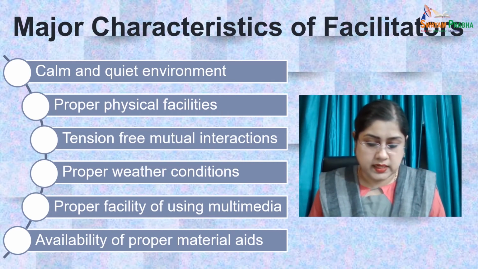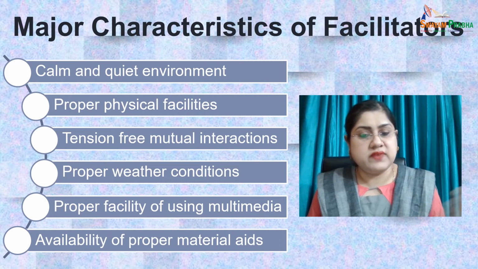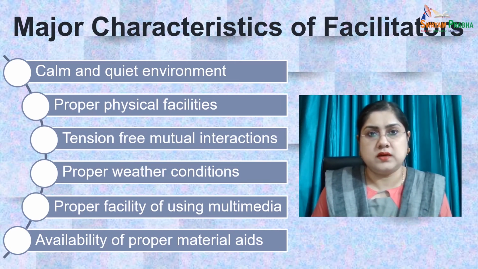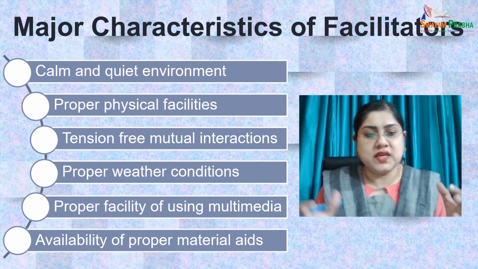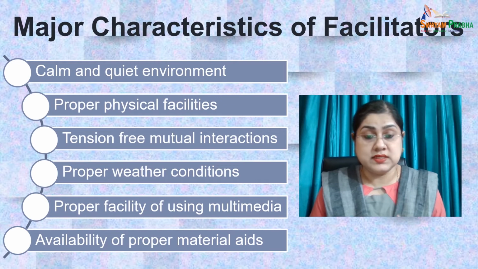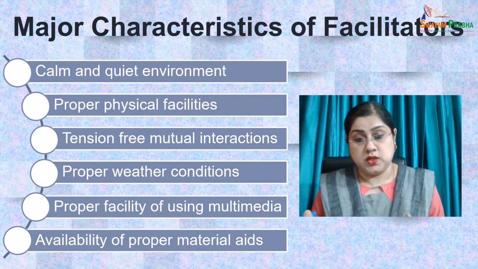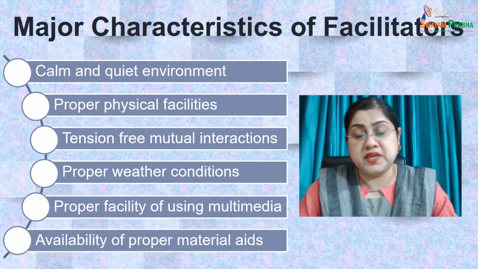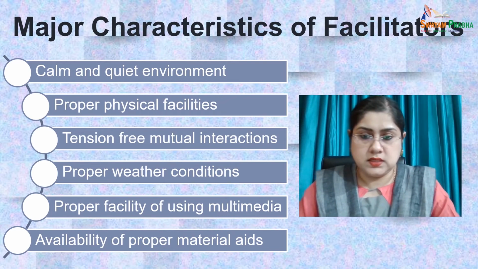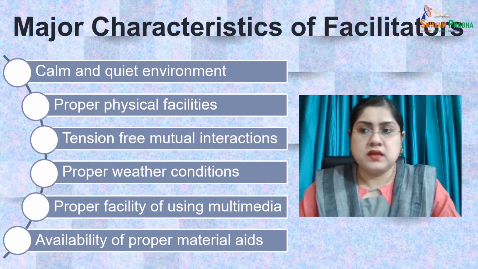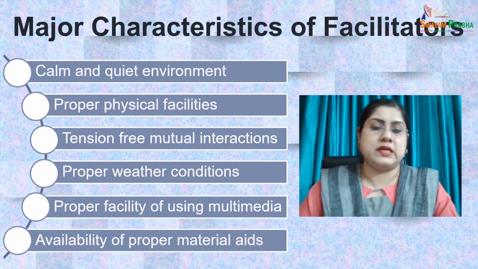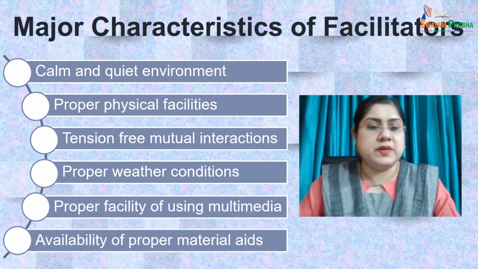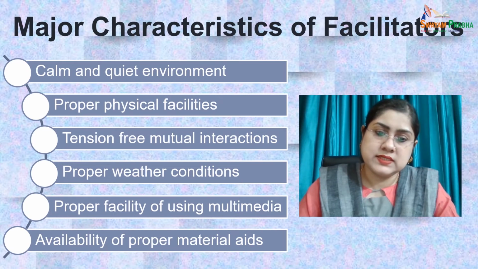Then proper weather conditions, and we cannot make the weather conditions change, but what we can do is see that if the weather conditions are too harsh, then we can make the physical facilities available which can mellow down the harshness. So if the weather is too cold or too hot, we can try to make some sort of facilities available, so that in the communication process which is happening, the communicators and the receivers can sit properly and listen to what exactly is being said, and the person who is saying can also communicate comfortably.